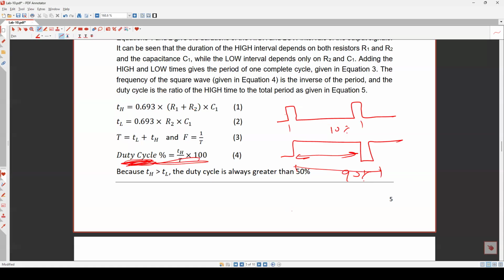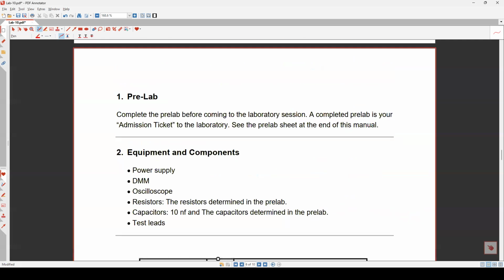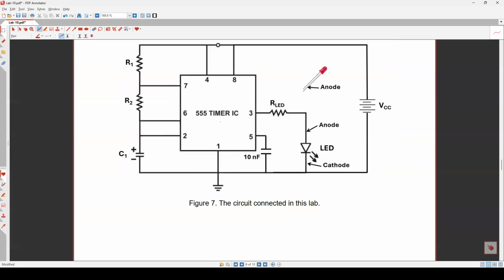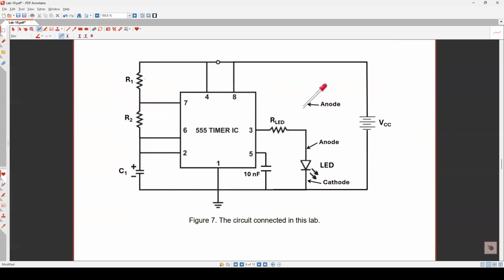If they are exactly equal, this is the case of 50%. And we cannot get this one here. As I told you, the high always has to be greater than the low, so the duty cycle has to be greater than 50%. So all I asked you to do, guys, is this: this is the chip, and you have to connect R1.